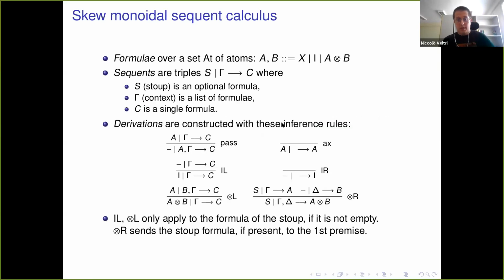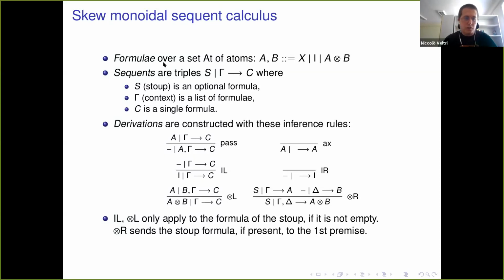Okay, so this is the sequent calculus for skew monoidal categories. So formulae are generated by this grammar here. So they can either be a unit, a tensor, or they can be an atomic formula, where we usually use X, Y, and Z for representing atomic formulae. So we are given a set At of atoms.